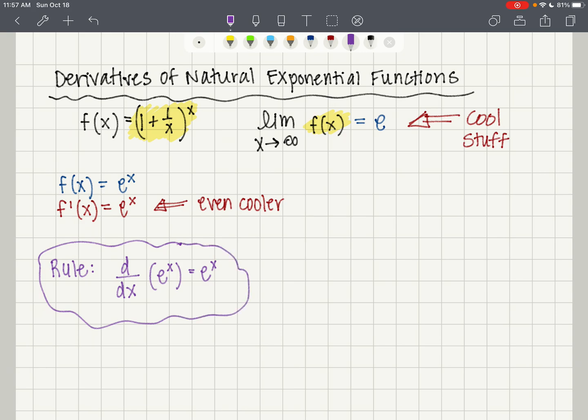And we're also going to have the chain rule, where we have the derivative of e to the u is equal to e to the u times du dx. And this right here is the chain rule.